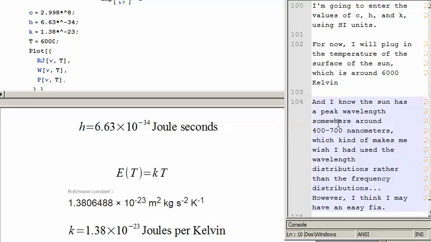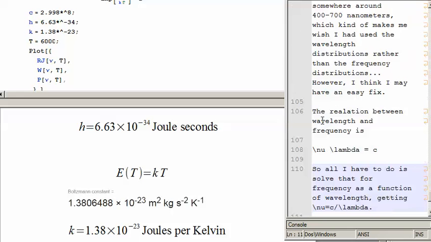And I know the sun has a peak wavelength somewhere around 400 to 700 nanometers, which kind of makes me wish I had used the wavelength distribution rather than the frequency distributions. However, I think I may have an easy fix. The relationship between wavelength and frequency is frequency times wavelength equals the speed of light. So all I have to do is solve that for frequency as a function of wavelength, getting frequency is equal to c over lambda. So I'm going to put that into each of these, c divided by lambda.